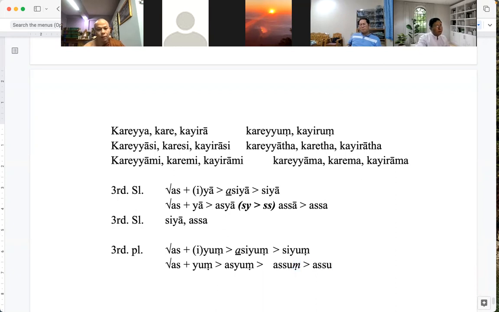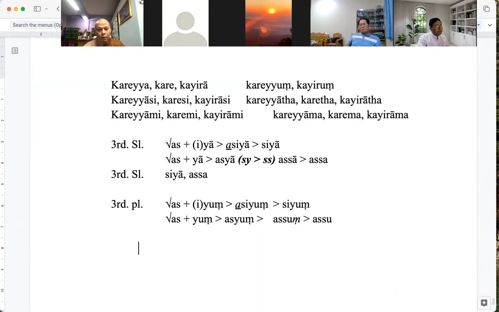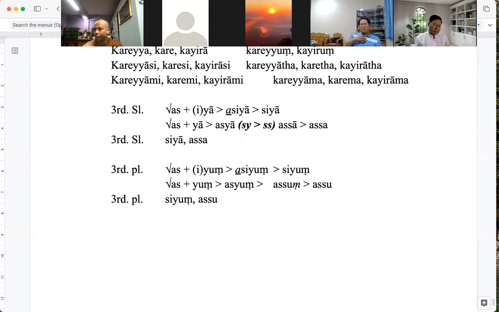So that is why, for the third person plural, we have the two forms, siyum and the asu. Okay, siyum and the asu.